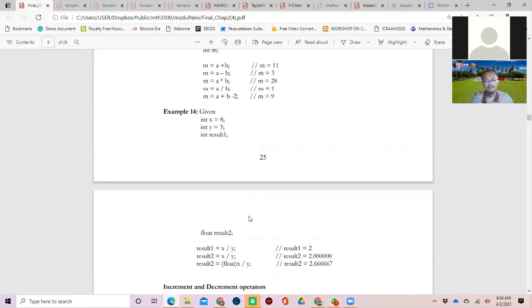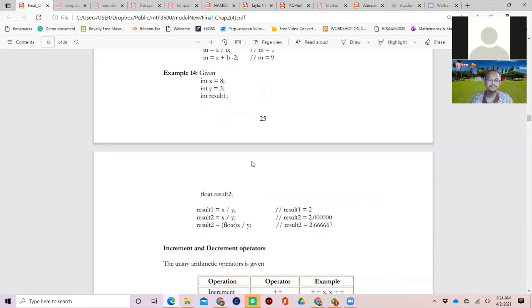Now example 14. What is different here? For example, x is 8, y is 3, then integer result 1 and float result 2. Result 1 is x divided by y, so the result is 2. Why? Because result 1 is an integer. 8 divided by 3 should be 2 something, but since result 1 is an integer, the result should be an integer, so 2 here, not 2 point something.